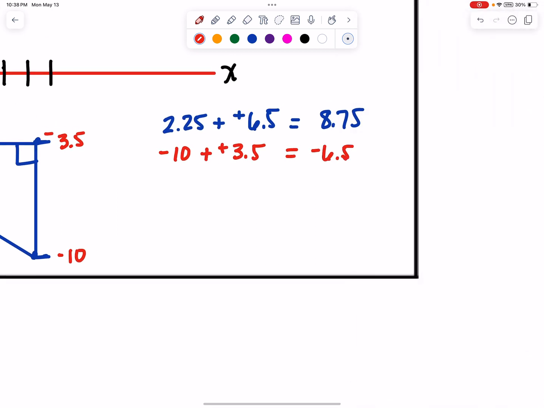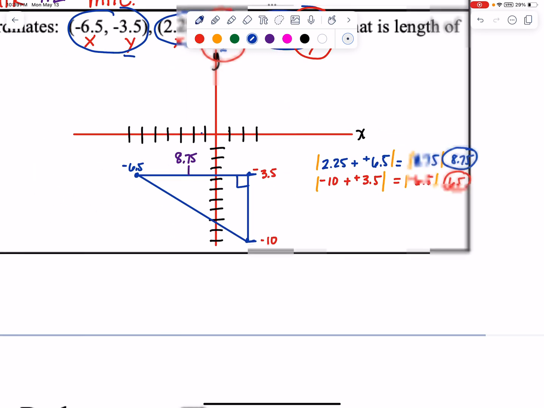So think about that, though. Can we really have a distance that is negative 6.5? No, we can't. A distance is always going to be a positive amount, right? So that's why when we do this, really we're taking the absolute value of these, and so it's going to be a positive answer no matter what. So really this is a distance of 6.5 and a distance of 8.75 like I had. Okay, so just be aware of what's going on with that kind of thing. So this distance is a distance of 6.5.